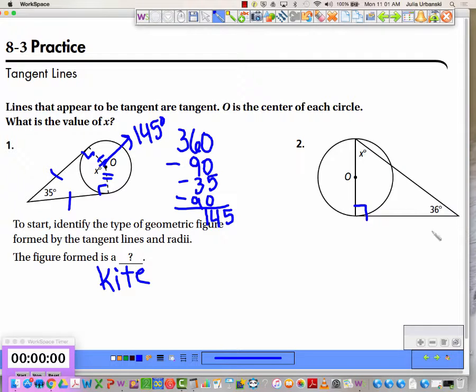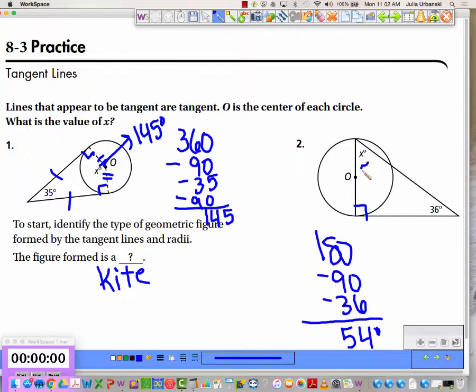So, how many degrees do we have in this triangle right here? 180. So we do 180 minus the 90 degrees and minus the 36 degrees. What do we get for that one? I'm hearing 54. Do we all agree? Okay, so there's all different kinds of ways that the question can be asked, but it comes from the same new concept.